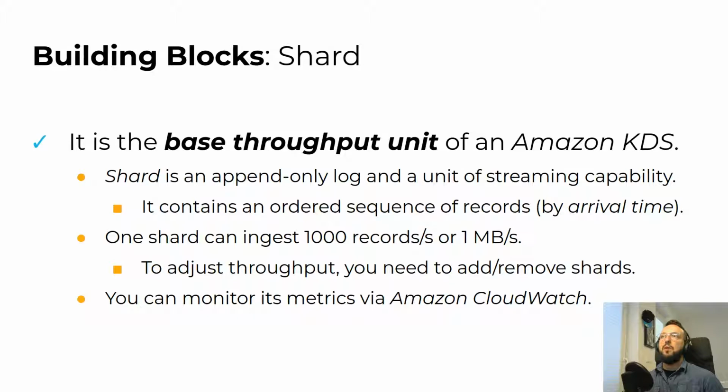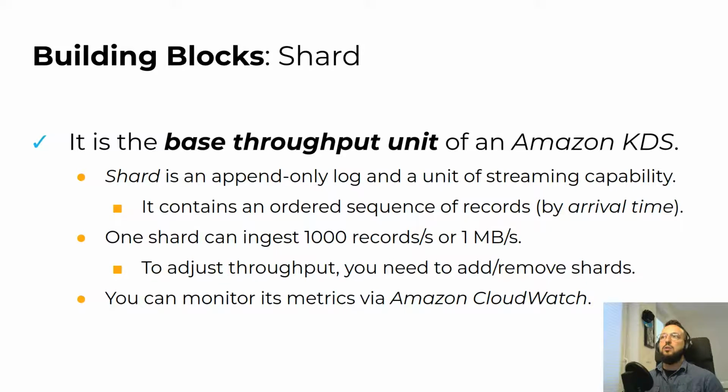Speaking about streams, all streams are built from shards. A shard is the base throughput unit of KDS. A shard is basically an append-only log and unit of streaming capabilities. It's an ordered sequence of records, ordered by the arrival time. One shard can ingest either 1000 records per second or 1 megabyte per second. If you would like to have more throughput, you need to add shards to a stream. If you would like to reduce the throughput because you don't need it, you need to remove shards. The whole process is called resharding and needs to be invoked by you semi-automatically. You invoke this process in order to scale up or scale down, but the whole logic underneath happens automatically. We'll discuss this later.